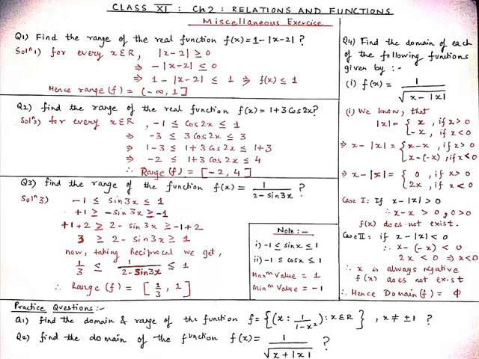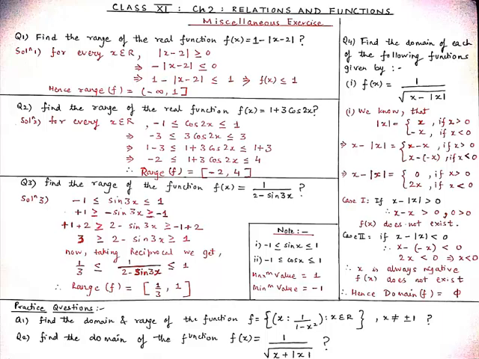According to this question, we know that the modulus function |x - 2| is always greater than or equal to 0 for every x belonging to the real numbers. The coefficient of |x - 2| is -1, so when we multiply by minus on both sides, the sign of the inequality changes. Therefore, greater than or equal to becomes less than or equal to.